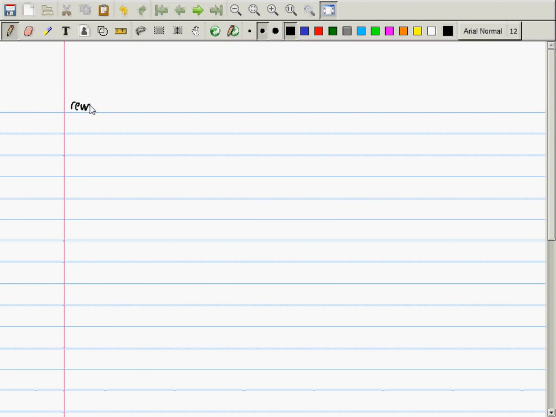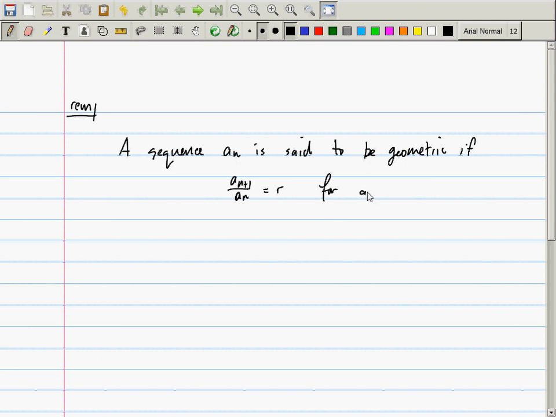Okay, so then, a particular type of sequence. A sequence a_n is said to be geometric if a_(n+1) over a_n is r for all n. That is to say, the ratio of successive terms is constant.